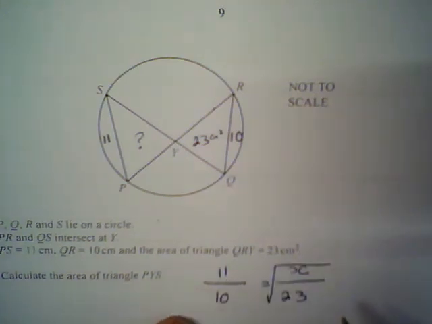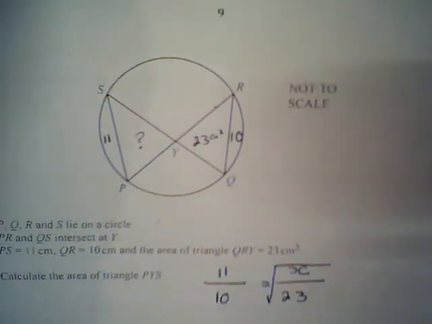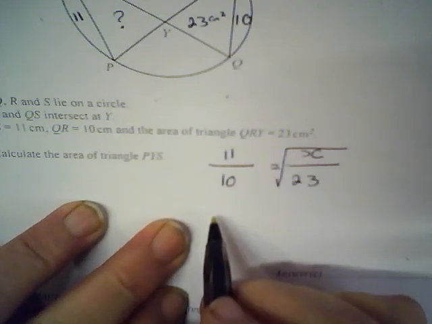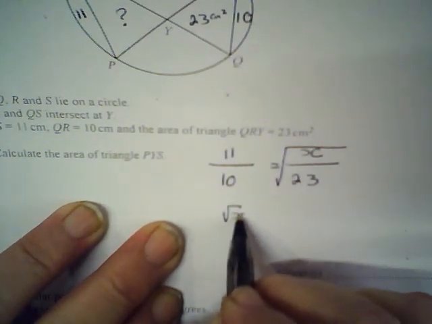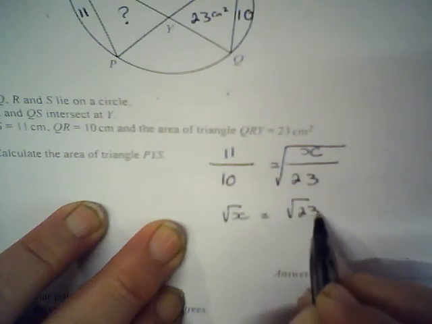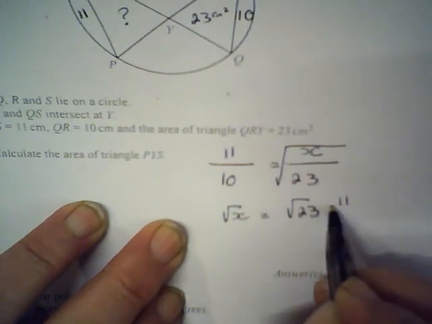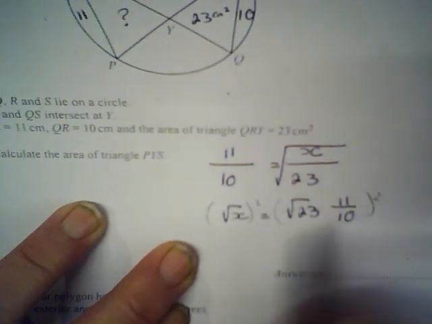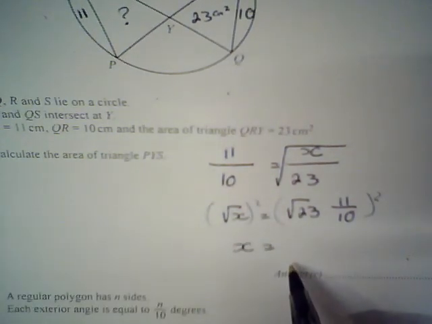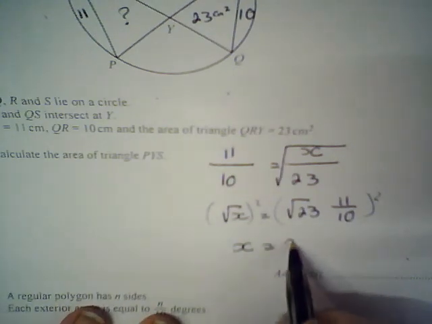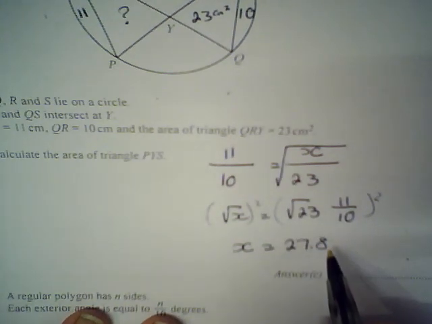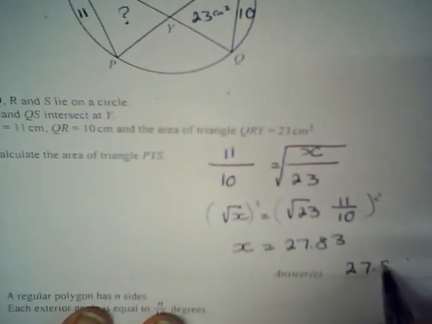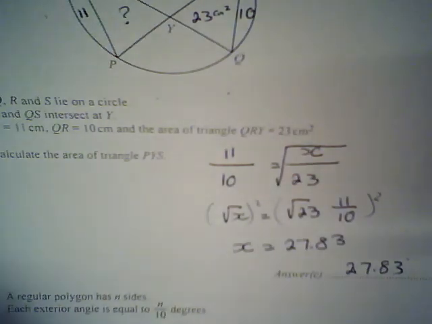So to make this statement equal, we draw a square root. Now we can just solve. So I can have square root x equals square root 23, 11 over 10, and then square both sides. That would give me x equals, and I can just use my calculator to find that value, 27.83, and that's correct. Okay, so I'm happy with that.